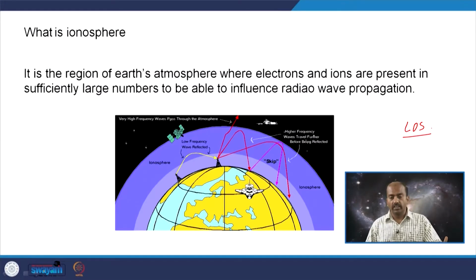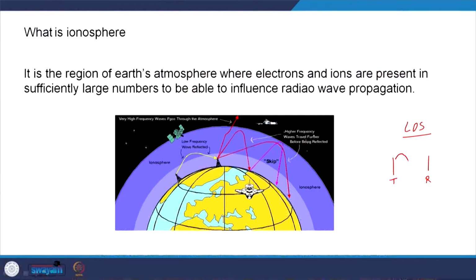What has been shown in this figure is that line of sight propagation is the earliest way to transmit a signal from one point to another point. For achieving line of sight propagation, let us say you have two antennas, one a transmitter and another a receiver. If you have a wave with sufficiently long wavelength, then it may be possible to transmit and receive this particular signal. But if you want to achieve this communication over very long distances, then this method may not work.